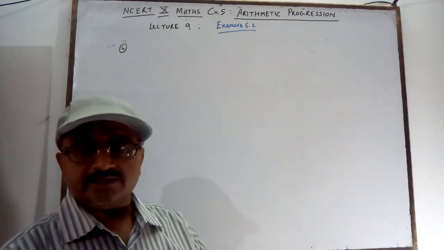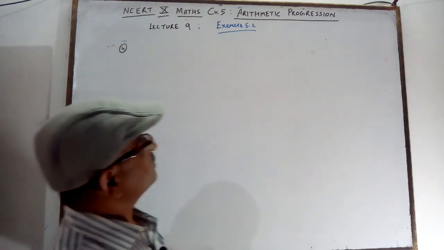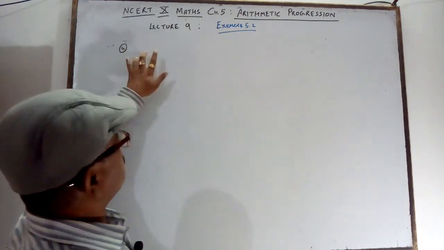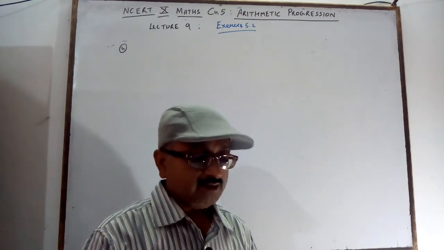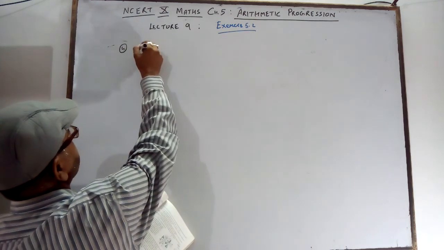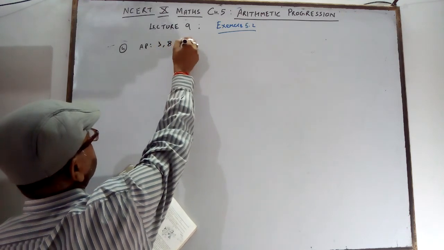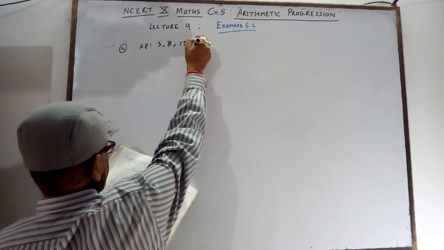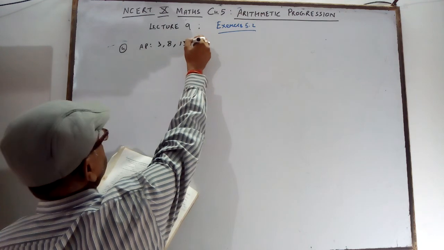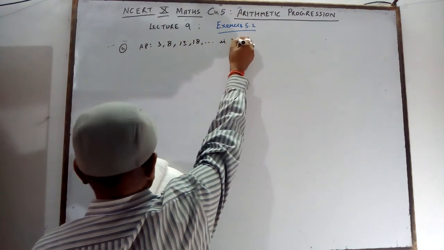Chapter 5 Arithmetic Progression, exercise 5.2. Question number 4 we'll see today. Which term of the AP 3, 8, 13, 18, and so on is 78?